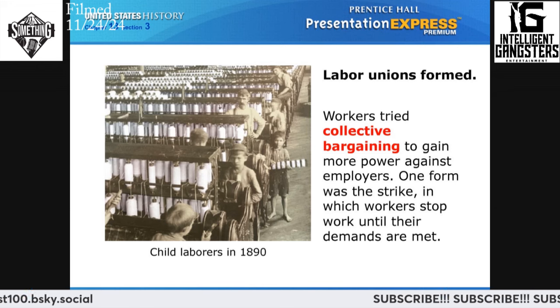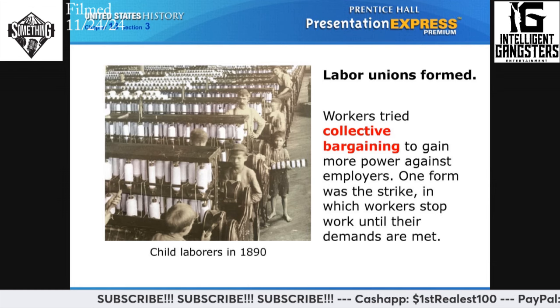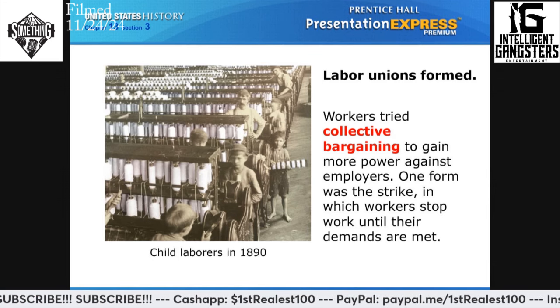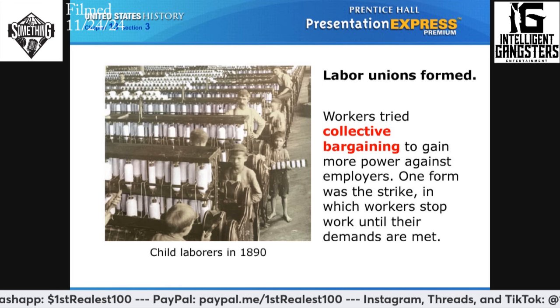Pay attention to that boy right here, man. The boy holding the spindle of thread. This man got a whole job and ain't got no shoes on. He ain't got no shoes on, but got a whole job.